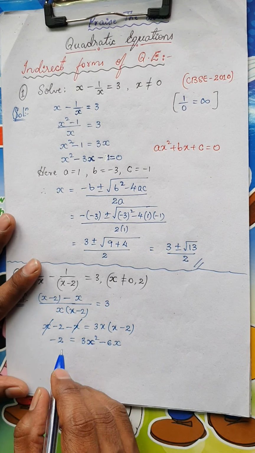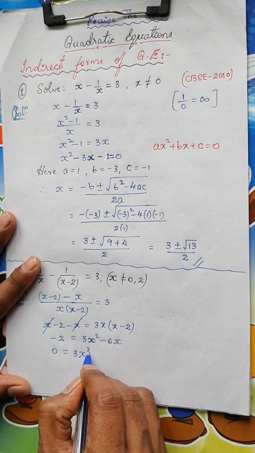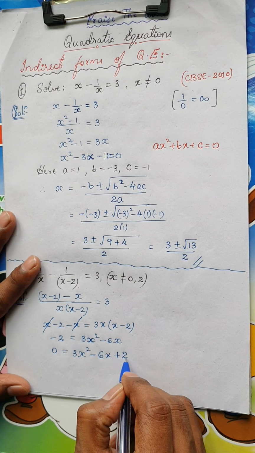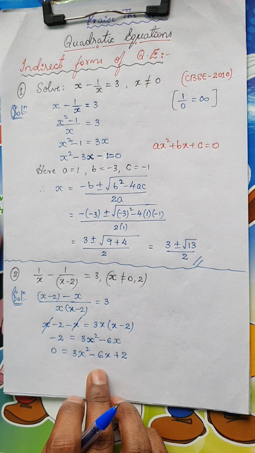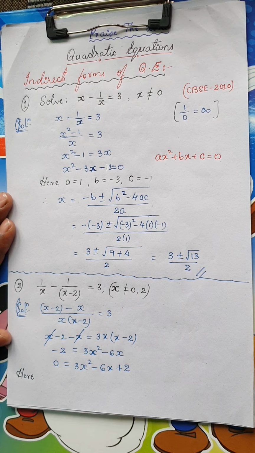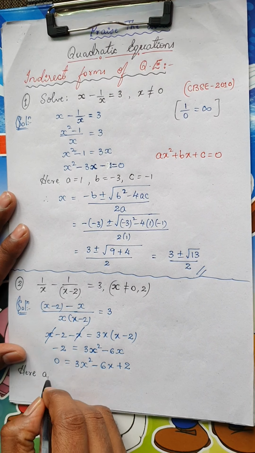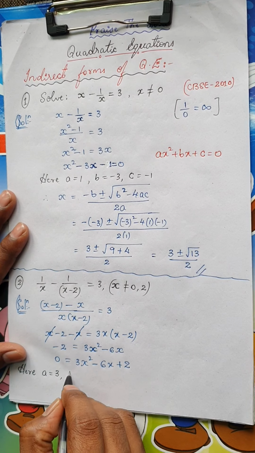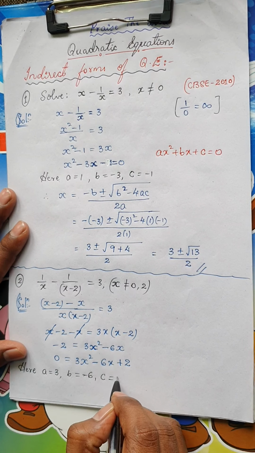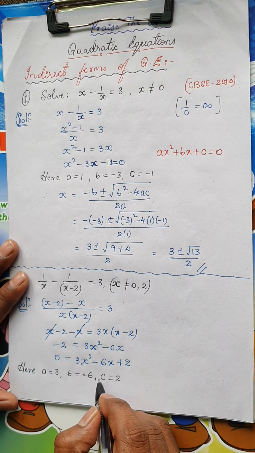Okay. Bring this 2 to the right hand side. I'll get 0 is equal to 3x square minus 6x plus 2. So this is the standard quadratic equation. Now we shall also solve the given equation in formula method. Here a is equal to 3, b is nothing but minus 6 and c is equal to 2. That is ax square plus bx plus c equal to 0.